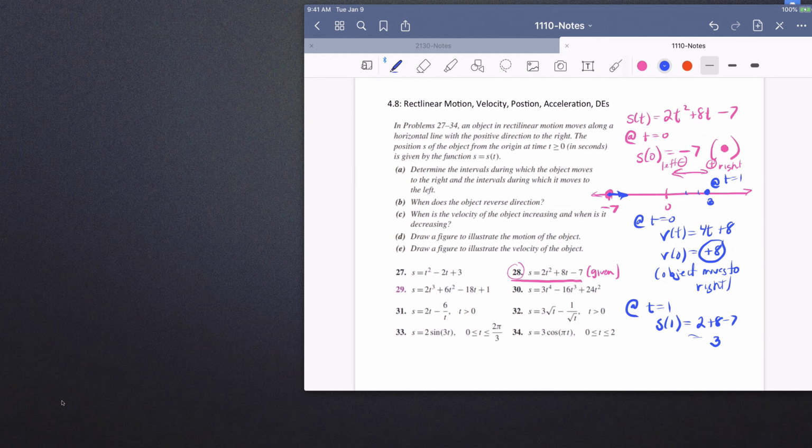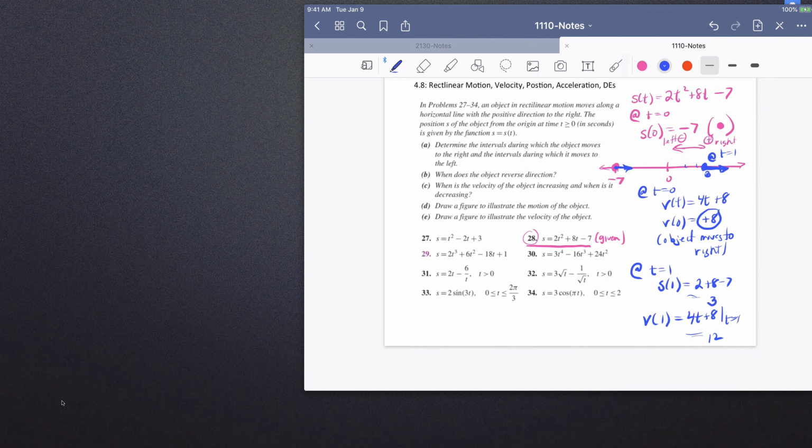Okay, so if you look at the velocity at 1, which is 4t plus 8, we can see that the velocity at 1 is equal to 12, and at this particular moment the object is still moving to the right.